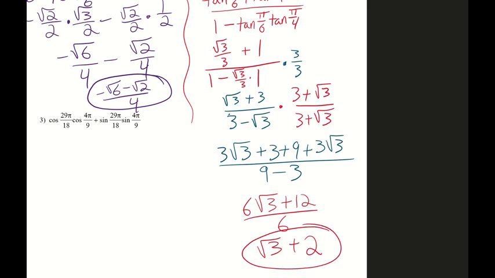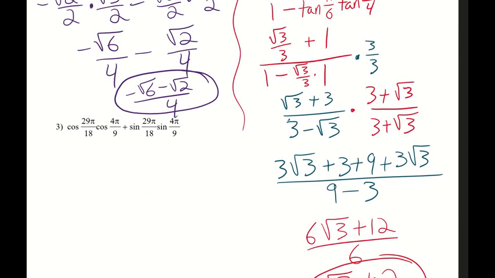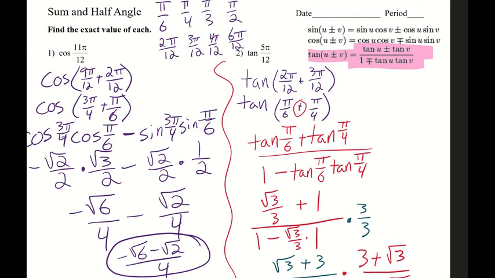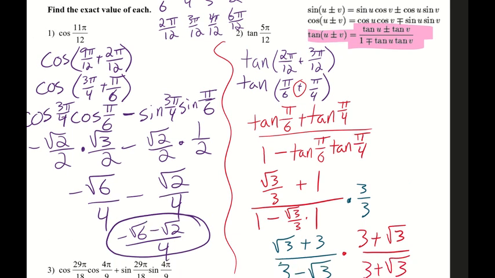Okay? Now, sometimes we won't be looking for the exact value of something. We'll be given the expanded form of a sum or difference identity. So what we want to do here is take a look at this and see, all right, well, we have cosine, cosine, sine, sine. These are angles that we don't know the values for. So we look at our identities to see, all right, well, which one looks like cosine, cosine, sine, sine? And that's going to be our cosine identity.